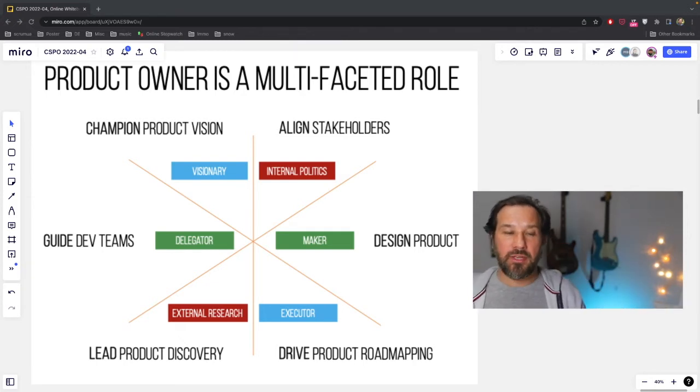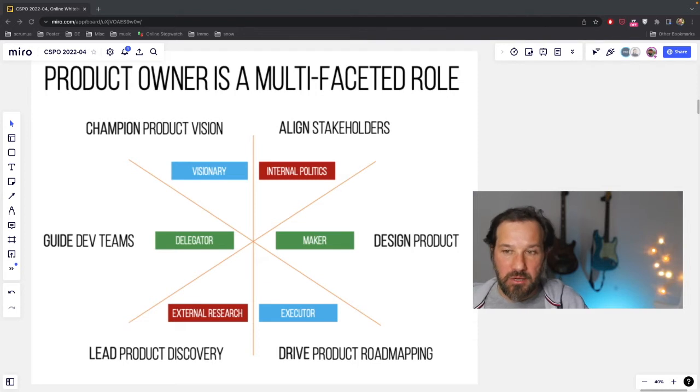But if you look at the other sector on the other side of the visionary part, that sector I call driving product road mapping. That's a completely different beast. Here we really need executors. We need somebody who knows how to create plans and drive plans.